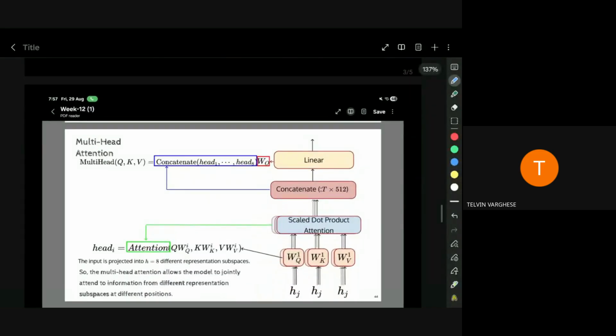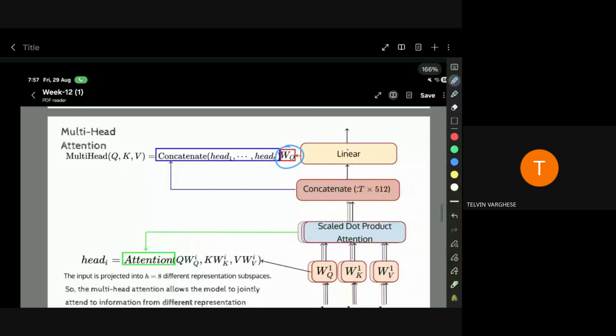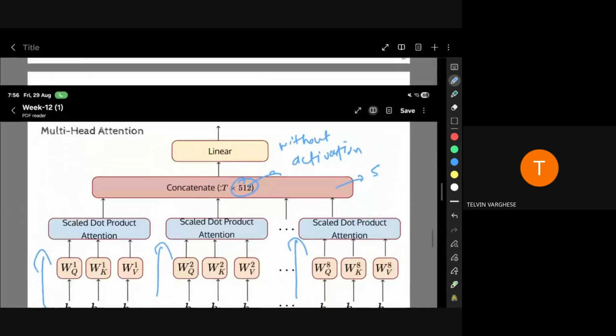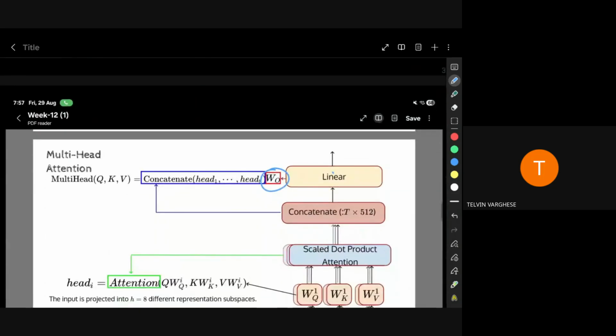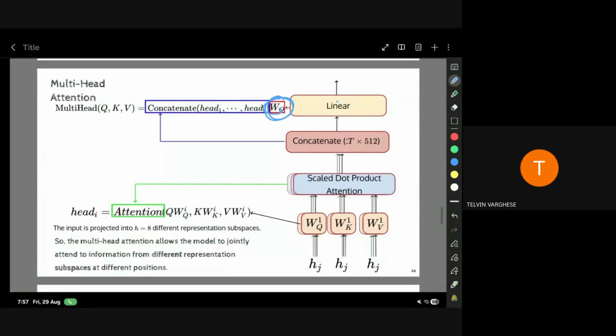You can introduce a WO matrix, which will help you change the dimension. Another form of learning parameter was required, so they introduced WO in this. So this concatenation of each of them and passing through the linear layer, this linear layer itself is WO, right? So concatenate all of them, then pass through WO here, and then you'll get the multi-head attention.